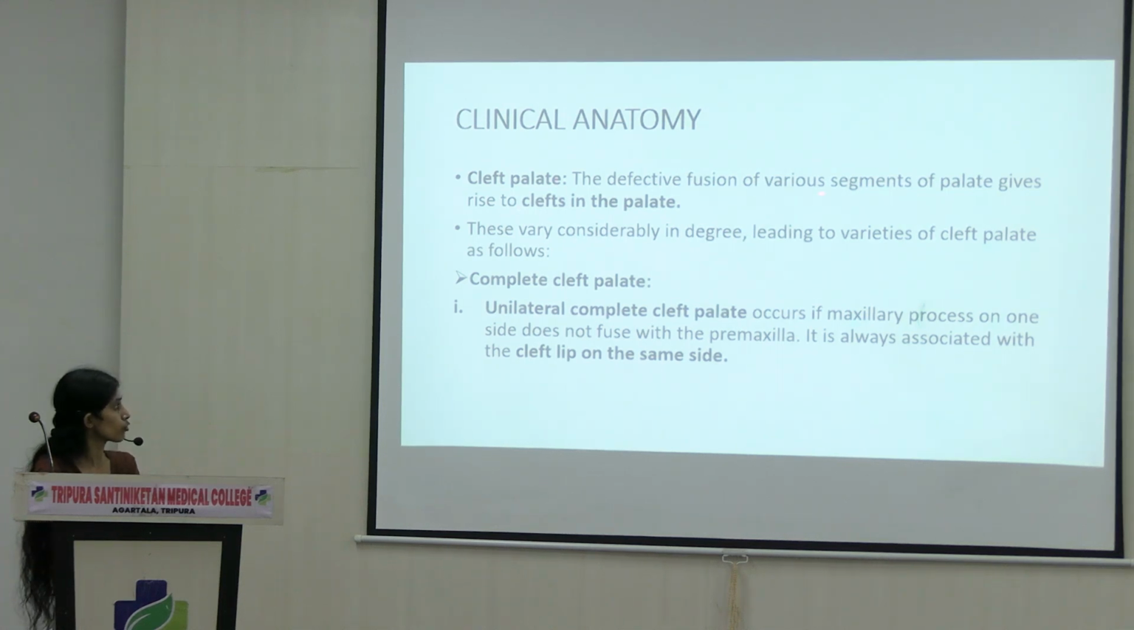The defective fusion of various segments of the palate gives rise to clefts in the palate region. These vary considerably in degree, leading to the varieties of cleft palate as follows. We have complete cleft palate, the very first condition. In that we have unilateral and bilateral. Unilateral complete cleft palate occurs if the maxillary process on one side does not fuse with the premaxilla part. It is always associated with cleft lip on the same side.